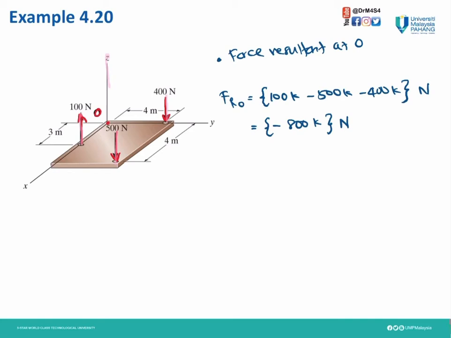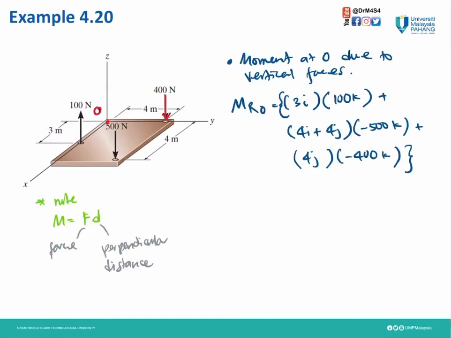So the resultant force at O is FRO equal to, for 100 Newton, the direction on the K is going up, so 100K positive. Then 500 is going down, so minus 500K. Then for 400 is going down, so minus 400K, and we get our FRO is negative 800K Newton. Then we need to find the moment at O due to these vertical forces.